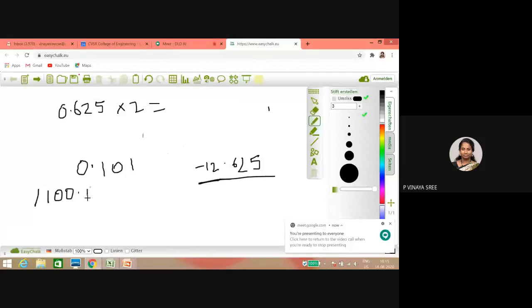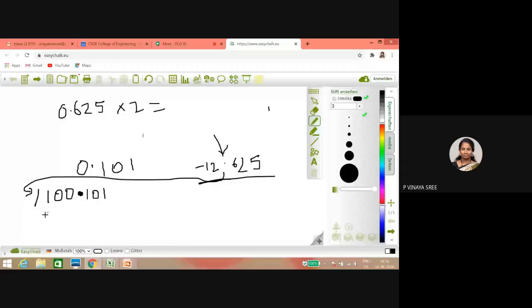1100.101. Yes. According to IEEE 754 representation, the first step is over. What's the first step? Given a decimal number, convert it to binary. Next we need to do normalization. For this normalization, the point needs to be shifted. So how many bits are we shifting? 3 bits.